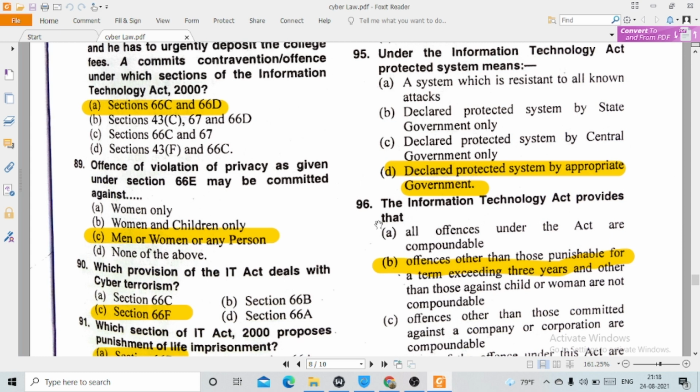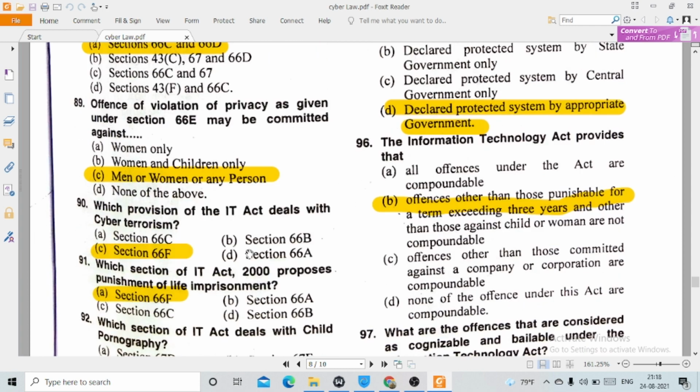89. Offence of violation of privacy as given under Section 66E may be committed against whom? Section 66E deals with the punishment for violation of privacy, and the section can be used for the welfare of a man, a woman, or any person. Okay, and then 90. Which provision of the IT Act deals with cyber terrorism? Very important. This is option C, Section 66F.